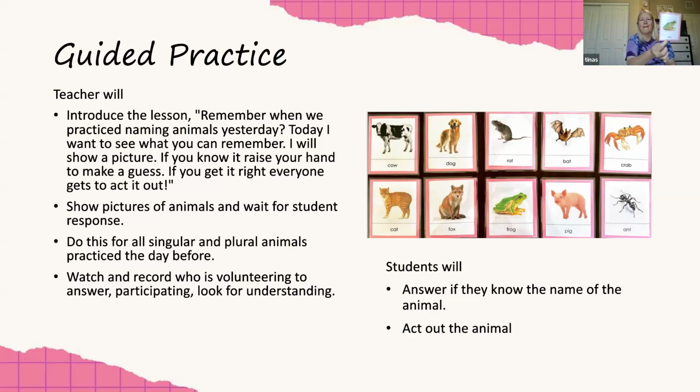What is this one? That's a frog. It is a frog. Now everyone gets to act like a frog. All right, everybody act like a frog. Be careful of your friends' bodies. Everybody be in control. Okay, everybody sit down.